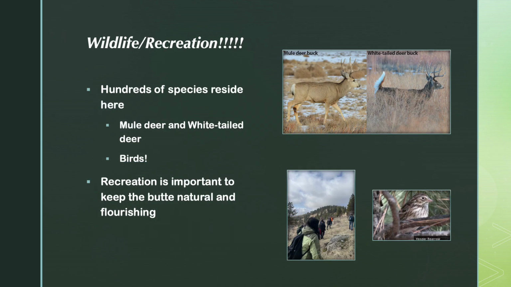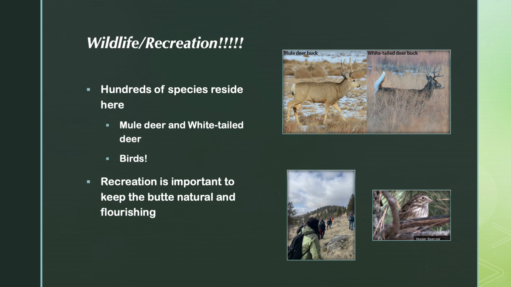Now moving on to wildlife and recreation. Hundreds of species do reside on this butte, even though it is kind of small. But a couple of them that do reside here are the mule deer and the white-tailed deer. The deer have competition for space and food, inhabiting the butte simultaneously during some parts of the year.